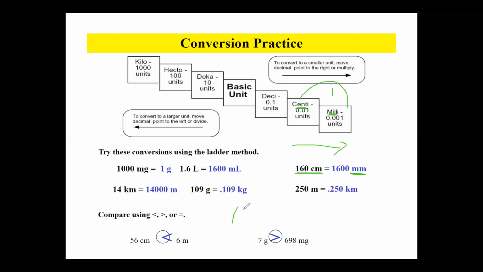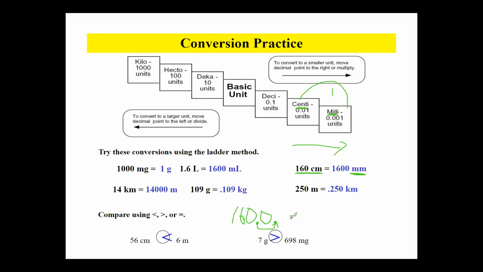So if we start off with 160 centimeters, we know we have to move our decimal one place to the right, one jump to the right. In a number like 160, our decimal comes at the end of it after the 0. We're going to jump it one spot to the right. So now our decimal is further over, and we fill in that blank spot that we just created with a 0.